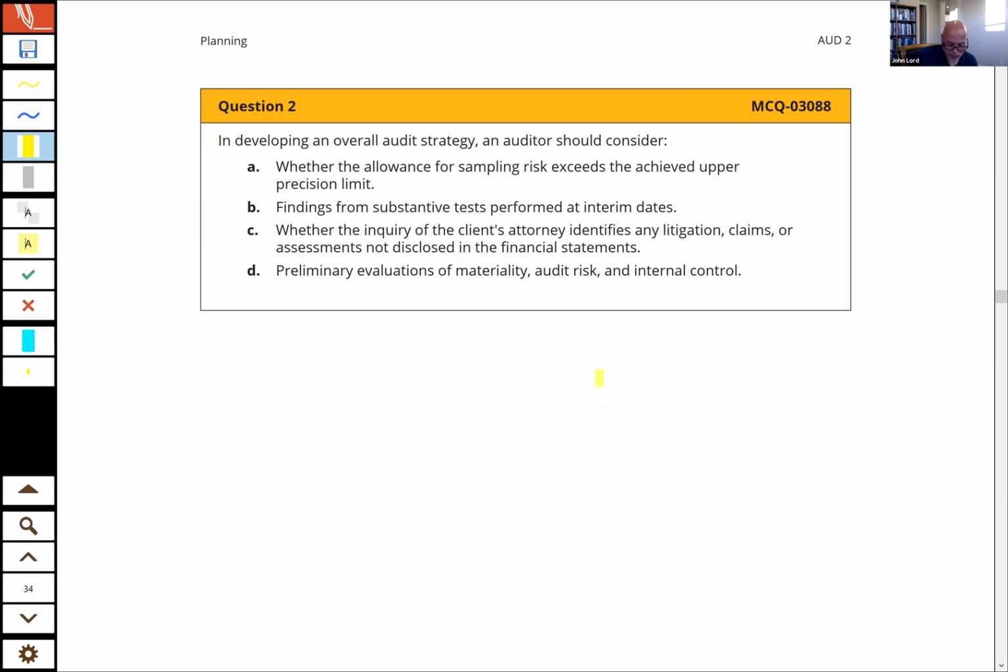Findings from substantive tests performed at interim dates. Considering findings from substantive tests comes after we've already gotten past overall audit strategies, right? Whether the inquiry of the client's attorney identified any litigation claim assessment, that's towards the back end of the engagement. You're not going to do that at the very beginning. Preliminary evaluate, the word preliminary goes nicely with what? With overall audit strategy. Yeah, we got that. And we do that in the overall audit strategy phase. That was right out of the textbook.